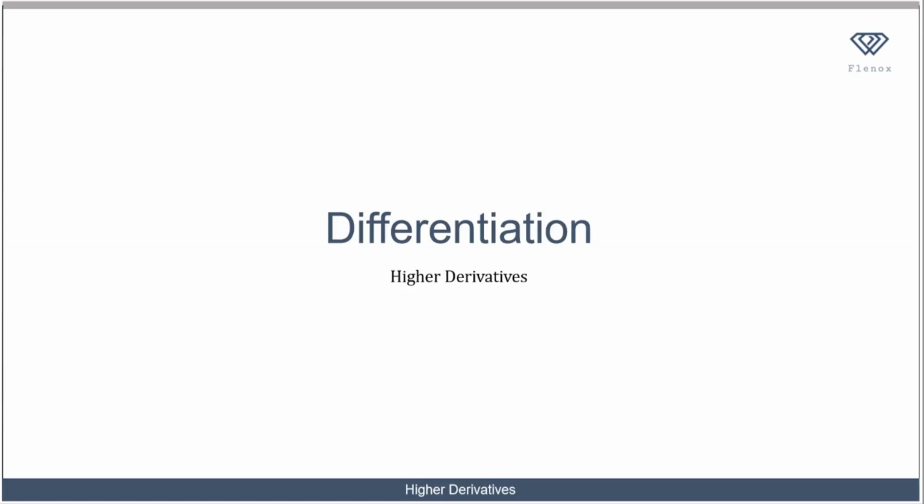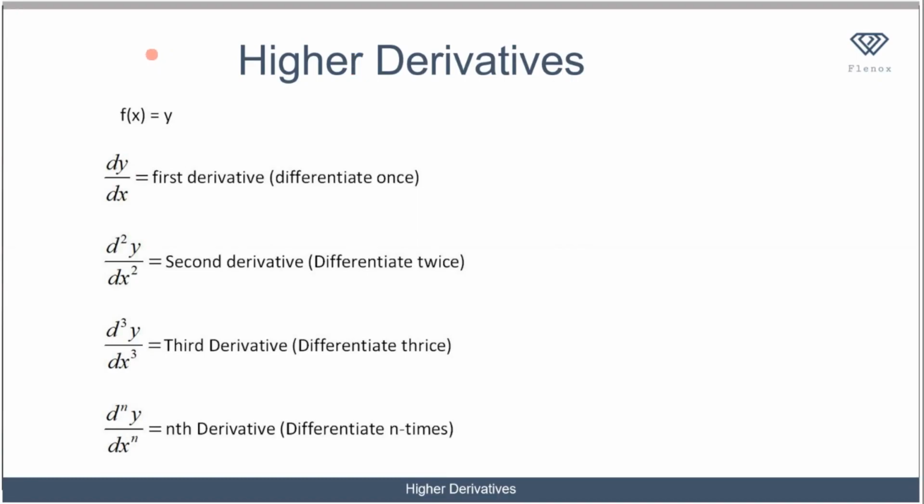So finally, under differentiation, we're going to be looking at higher derivatives, and this is really just a slight extension from what we've been discussing. So if you consider a function f of x being equal to y, then we know that dy over dx that we've been trying to find throughout our previous examples is known as the first derivative. And when we are finding the first derivative, we differentiate just once.